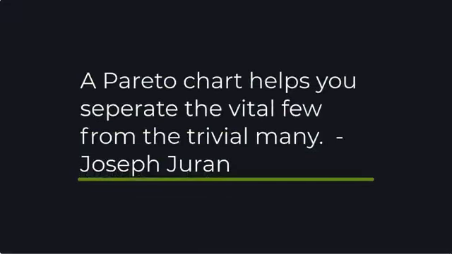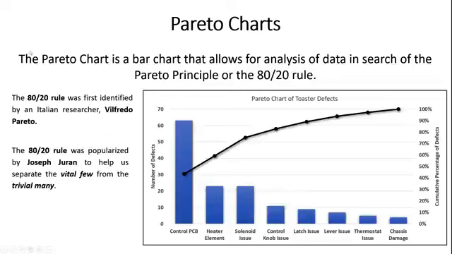And what he taught us is that a Pareto chart helps you separate the vital few from the trivial many. Now, what did Juran mean? What he means is when you're solving a problem, there's often one or two key issues, key root causes, or key defects that you need to focus on to have a major impact on that particular situation. And that's exactly what you see here.